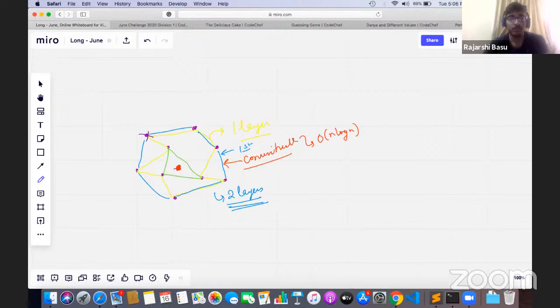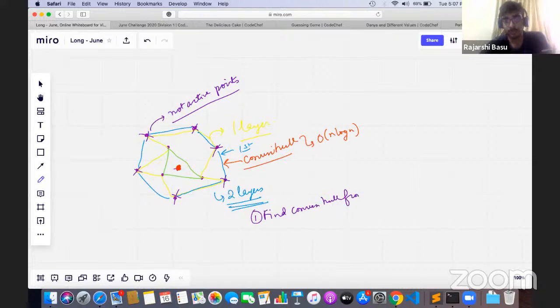So you remove all of these points from your set. So these are no more active points, not active points. So now what you do is, from your set of active points, you find the convex hull again. So what you effectively do is find convex hull from active points. And let this hull be H.